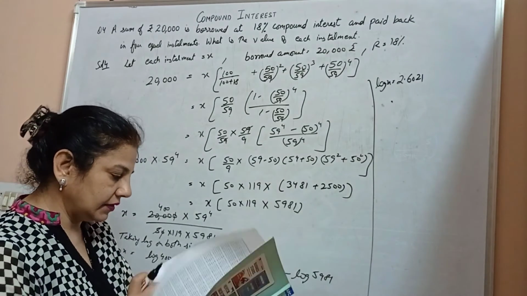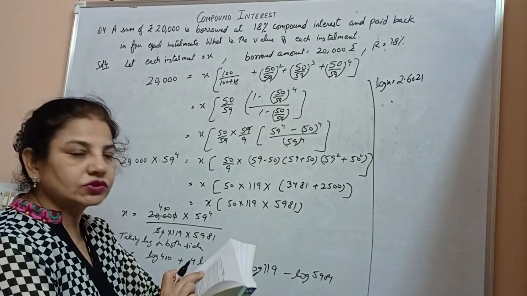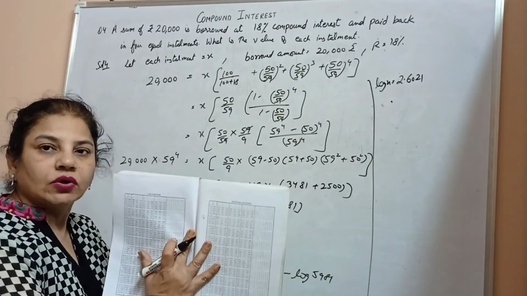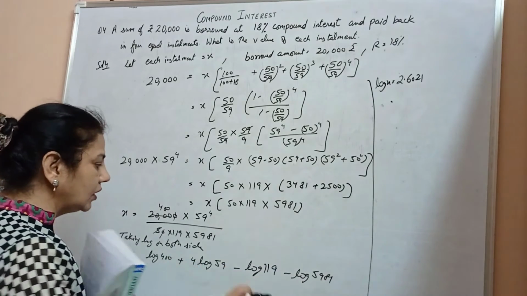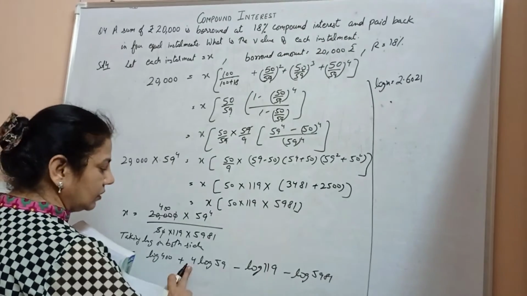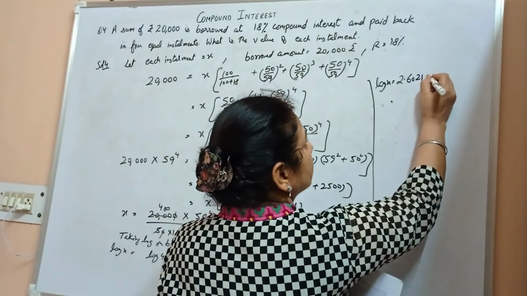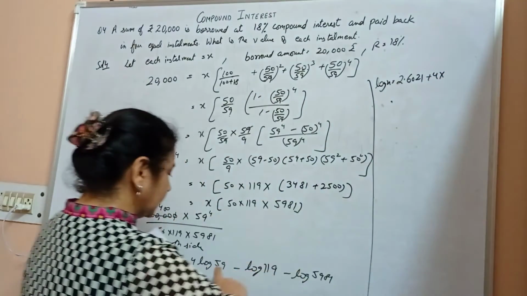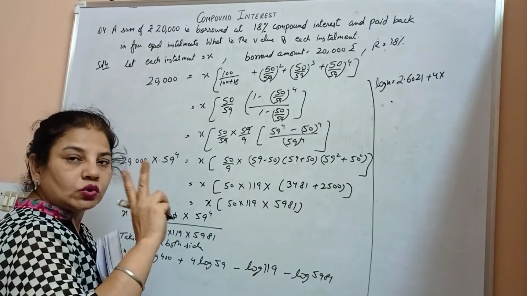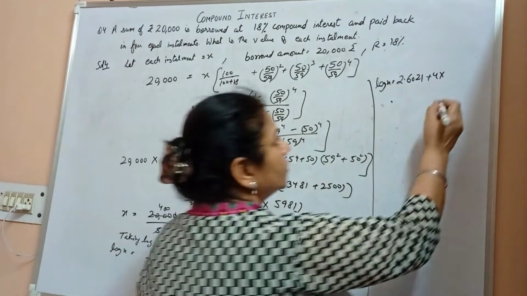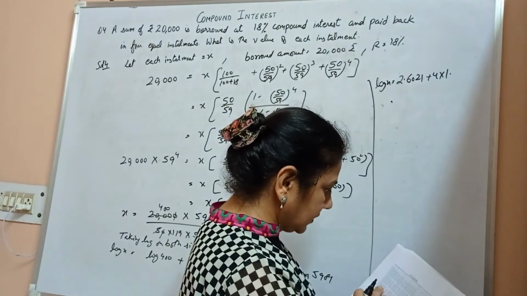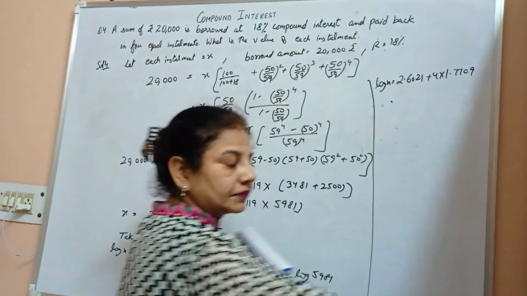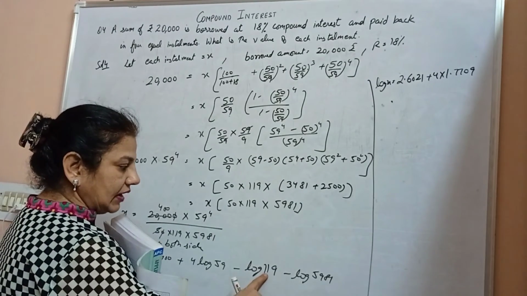Then 59, I will go with 59 and check down to 0. So here I have 59 down to 0, 7709. Go with the log table, you will observe the value. 59 down to 0 multiplied by 4, that means plus 4 multiplied by, as 59 has 2 digits, 2 minus 1, characteristics is 1. So 1.7709.